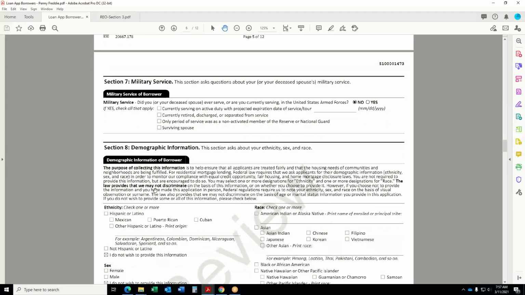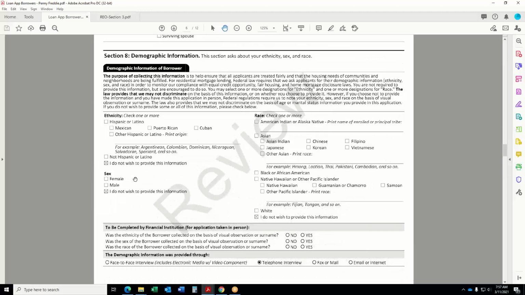Section 7 is brand new to us. This is our military service indicator. This is where the borrower would indicate if they or a deceased spouse has ever served in the United States Armed Forces, or perhaps if they're currently serving. And if they are, they would check all that apply.